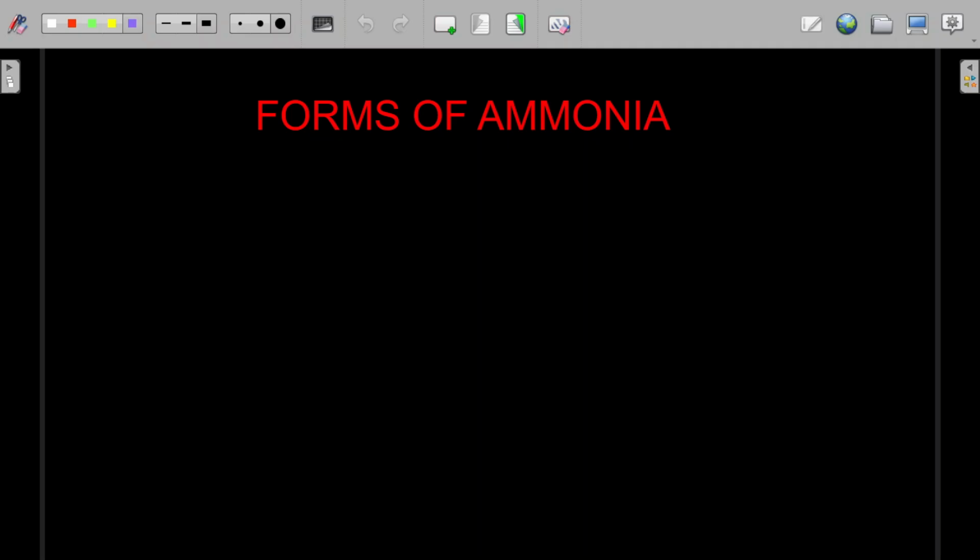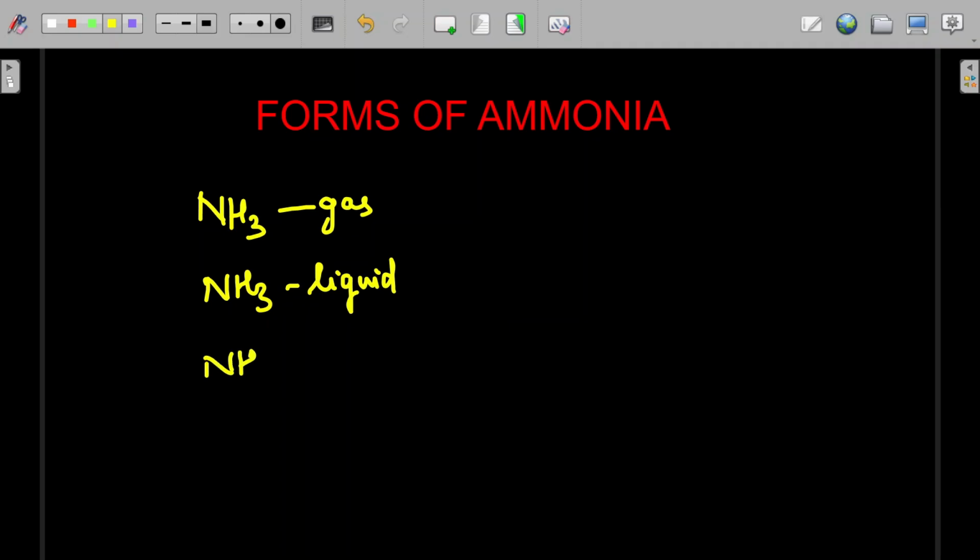So the second part of the study of compounds, that is ammonia. Different forms of ammonia. Ammonia at room temperature is a gas, right? But if you liquefy it, it will get converted into liquid. Another form is when you dissolve it in water and make a saturated solution, we call it liquor ammonia.